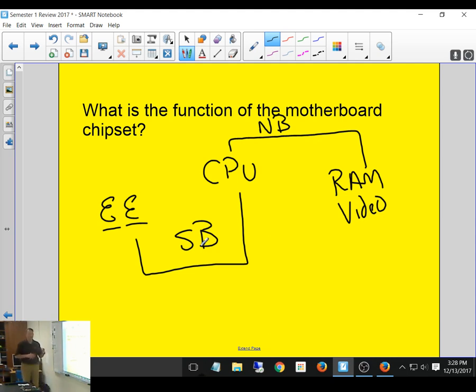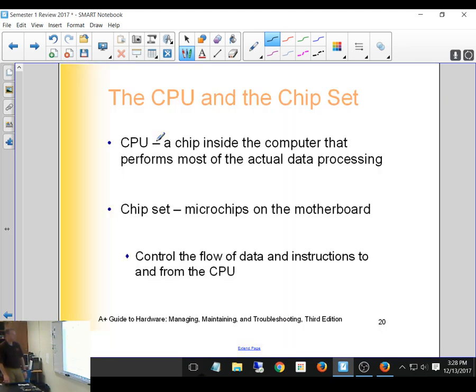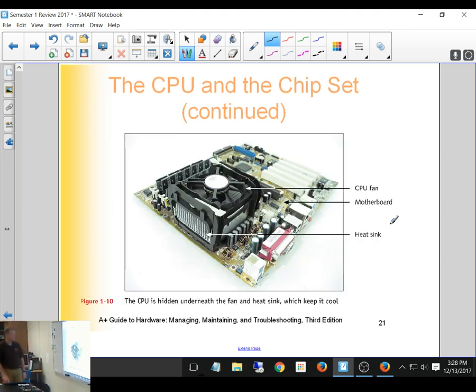But it's what controls the flow of data and instructions. So it talked about, when we got to Chapter 4, that one of the most important things you can look at on your motherboard is the chipset, and knowing that you've got a good chipset on the motherboard, and it's going to be able to help support the CPU and provide the kind of data flow and the throughput that you want for the computer that you've built, okay? So CPU is the chip, obviously, on the motherboard. The chipset is the microchips on the motherboard that control the flow of data instructions to and from the CPU.